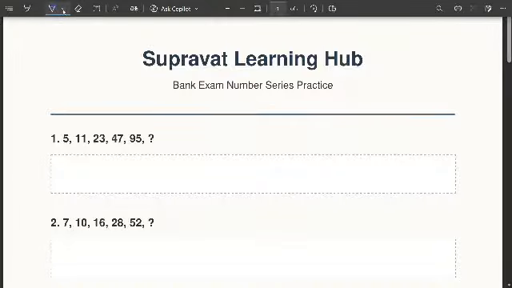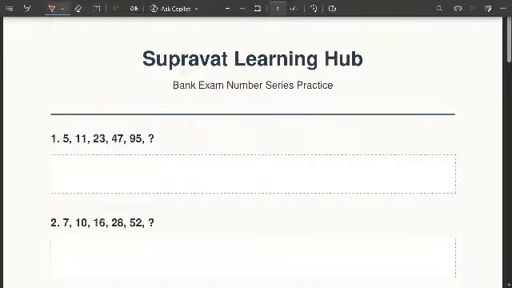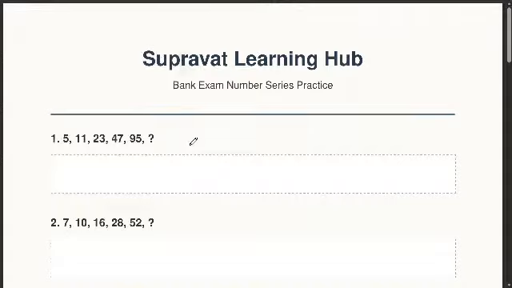There are two types of number series. One is missing number series and the other is wrong number series. Okay, so today I will solve this type of question, missing number series. In missing number series, one of the numbers will be missing. Okay, so we have to find that number.